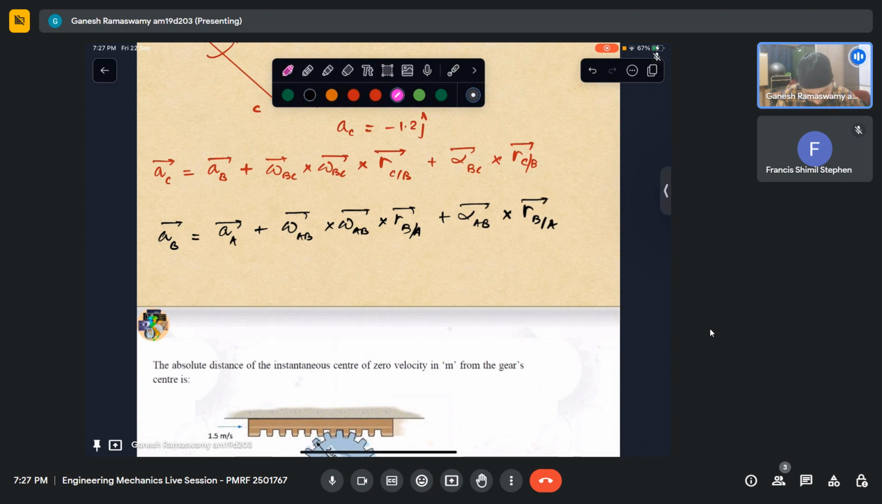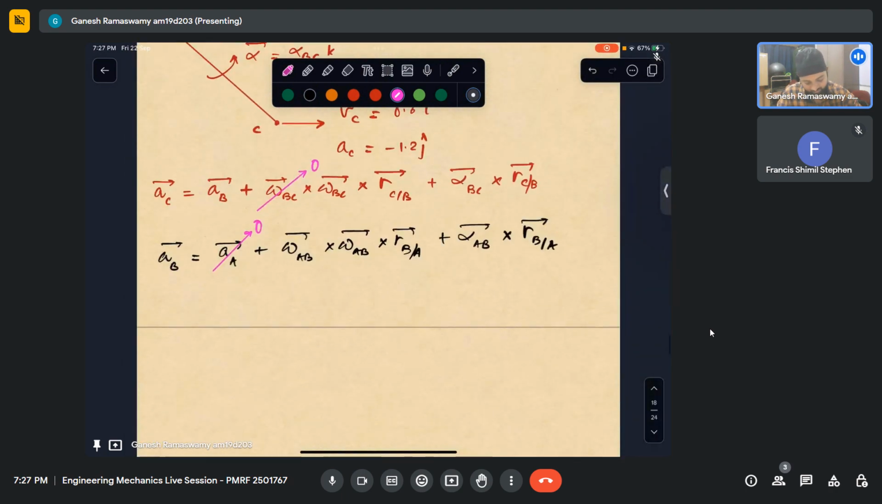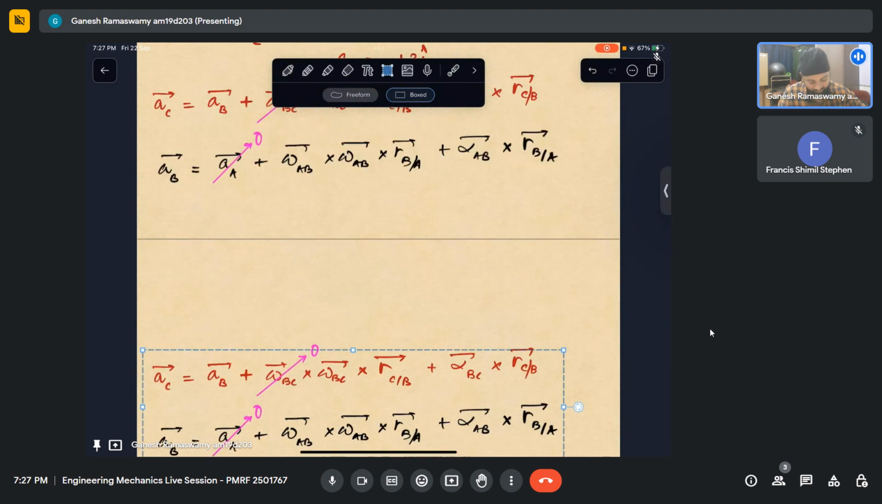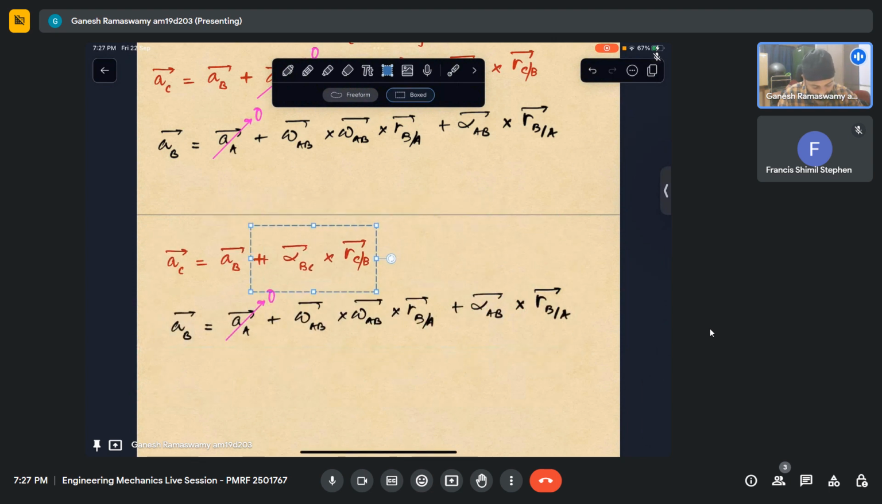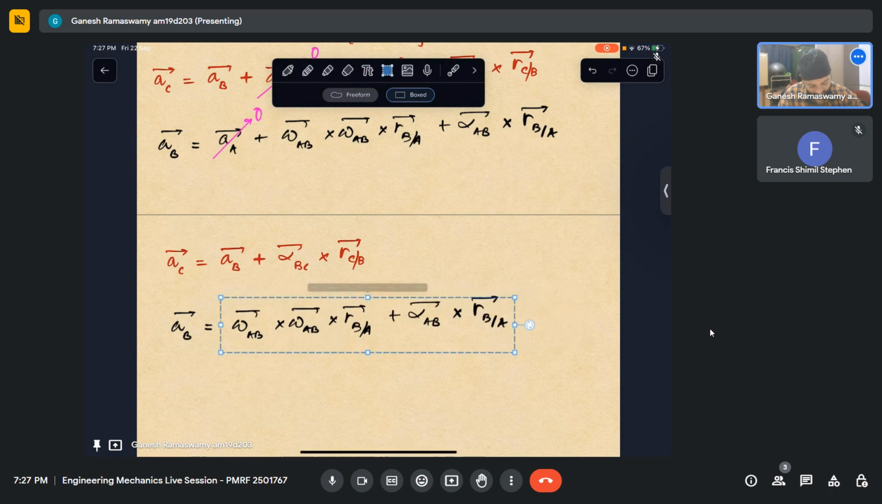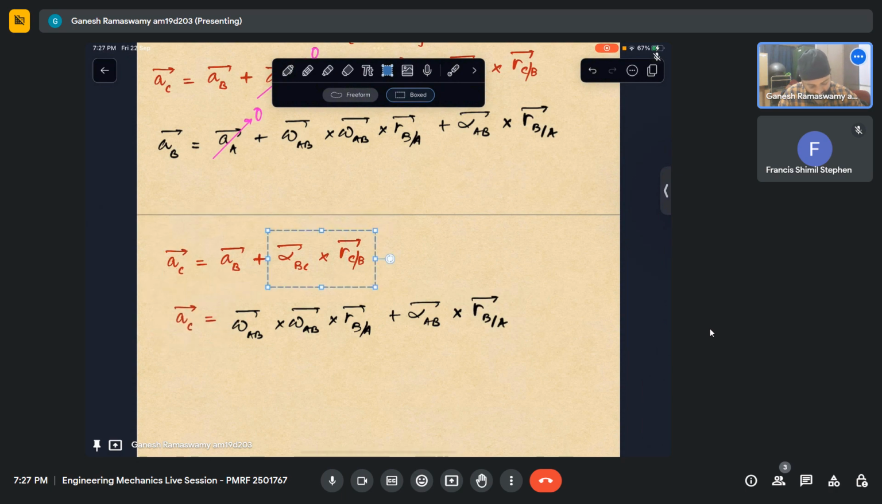Now let me just mark which quantities are 0. So this is 0. So that entire quantity goes to 0. I know A is a pin, so A is 0. So I know the expression for AB. I know these two. Let me just take them here. Since this doesn't exist, I'll remove that. I'll put it here. Okay. This is 0. Now, if I know this, then my AC is this plus this quantity.